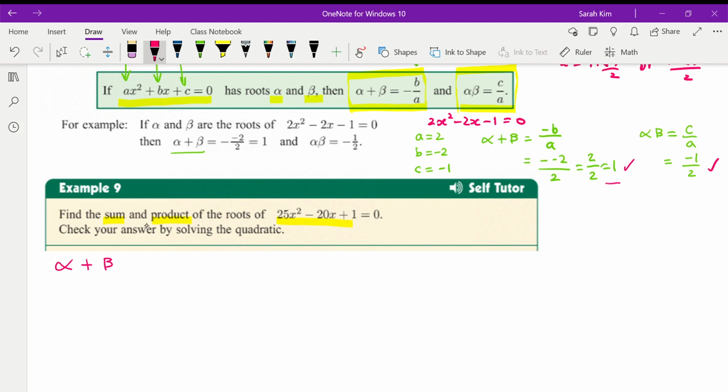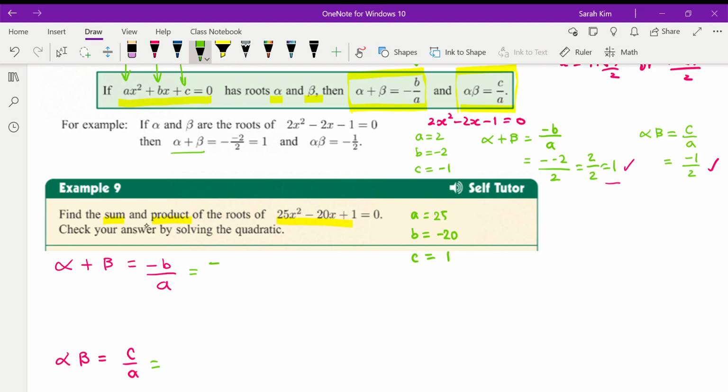So if I add the two roots together, I should get minus b over a. And if I times them together, I should get c over a. This is what I'm just trying to find. All I have to do to find the answers is find my a, b, and c. A is going to be 25 for this question. B is going to be minus 20. C is going to be 1. So all I have to do is substitute that in.